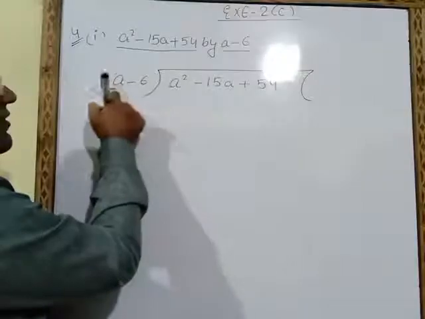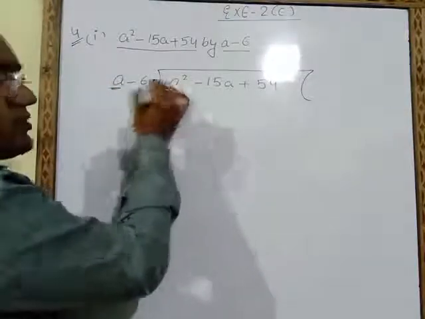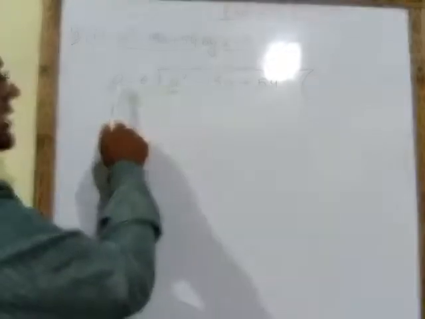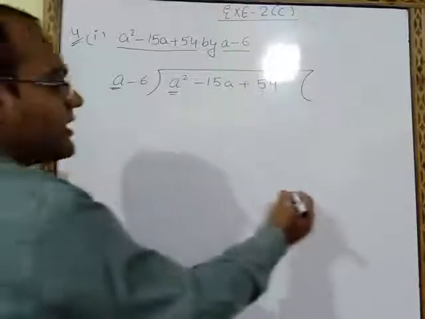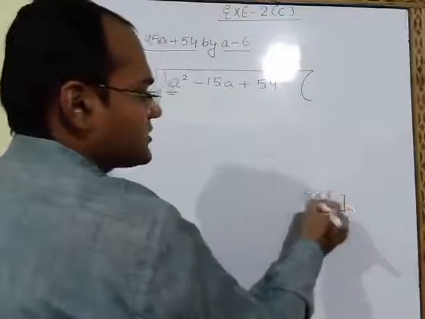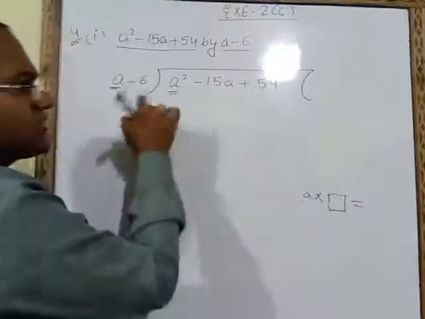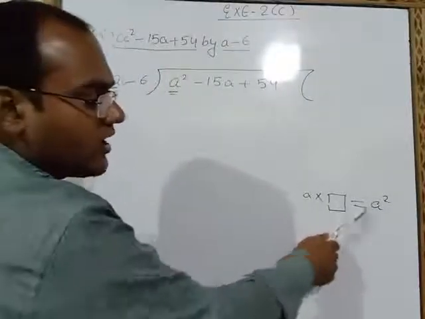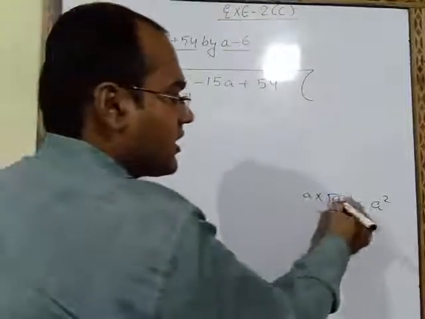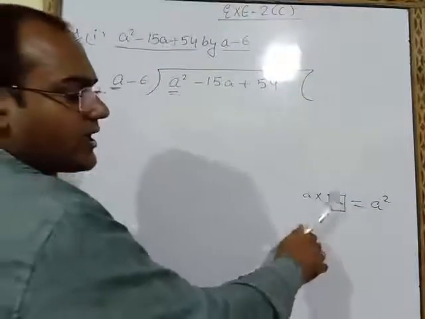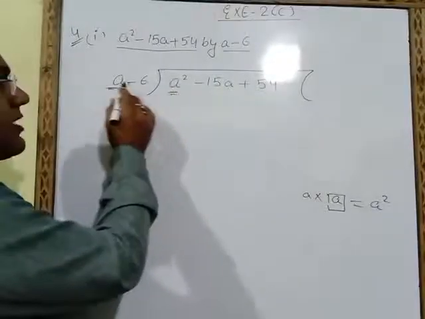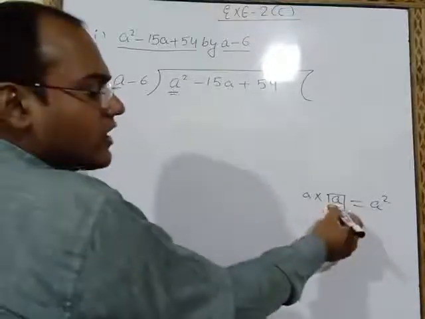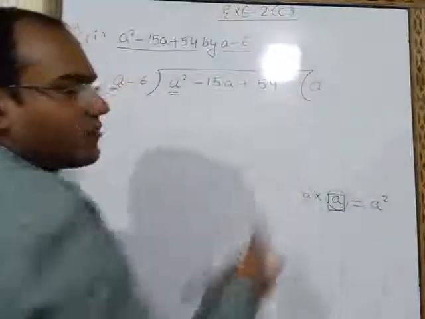Now in the next step, with the help of the first term we have to make this first term. We have a, and here it is a square. So we have to multiply a with a number such that on multiplying we get a square. In order to get a square we have to multiply this a with a only. When we multiply a with a, we get a square. So here we have to write a.